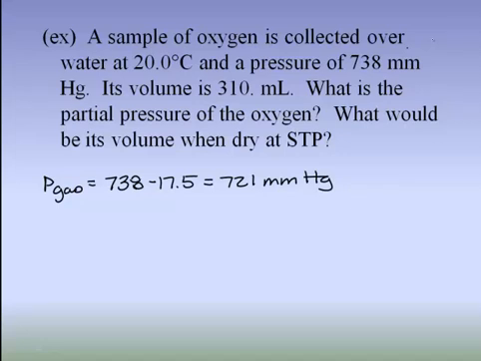The second part of the question asks for the volume of this gas when dry, so that means without the water vapor, at STP. So what kind of gas calculation is this? We just calculated the pressure of our gas, and the question tells us that the gas is at 20 degrees Celsius and has a volume of 310 milliliters. We now want to know what its volume is at standard temperature and standard pressure.